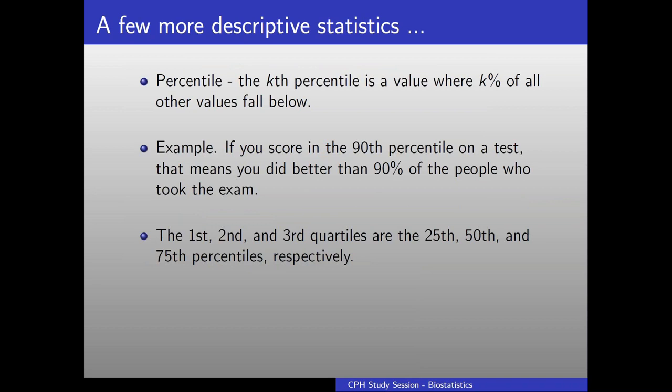A few more descriptive statistics that you might want to know. Percentile: this is the value at which k% of other values fall below. So the kth percentile means that k% of all values fall below this. A very simple example is if you scored in the 90th percentile on a test, like the GRE, that means you did better than 90% of the people who took the exam at that time.